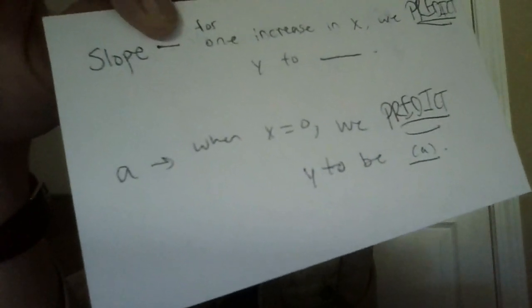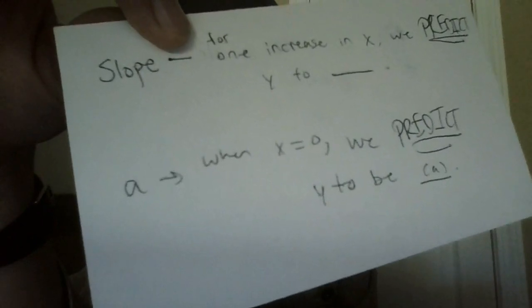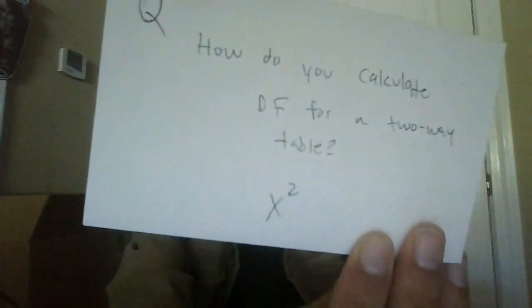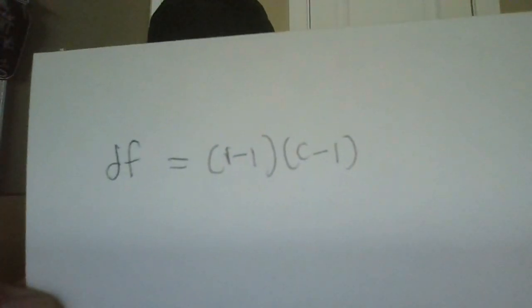For a, or the y-intercept, you would say when x equals 0, we predict y to be a. And don't say a, obviously say what value a is. How do you calculate degrees of freedom from a two-way table? You might be asked to do that. It's not that hard, really. You just do the number of rows minus 1 times the number of columns minus 1.